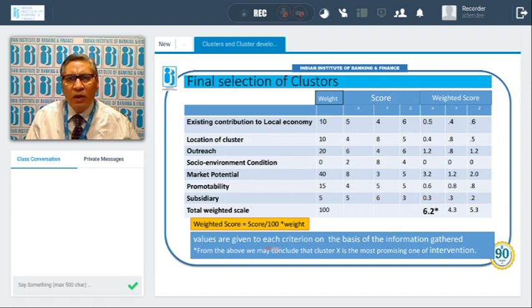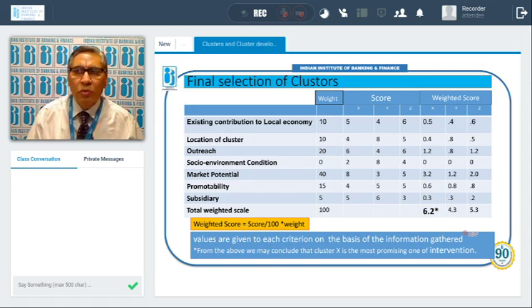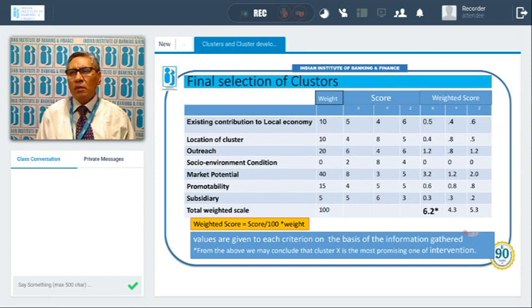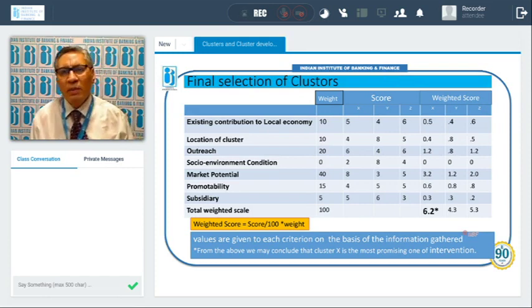So here the values are given to each criterion on the basis of the information gathered. This information, as I told you, has to be gathered locally and also through various websites. It can be gathered through the MSME websites and the UNIDO website also. And from there, we can give marks depending upon the suitability. Now, from the above, X is the most promising one for intervention. So X is 6.2. Here it is 4.3. It is 5.3.